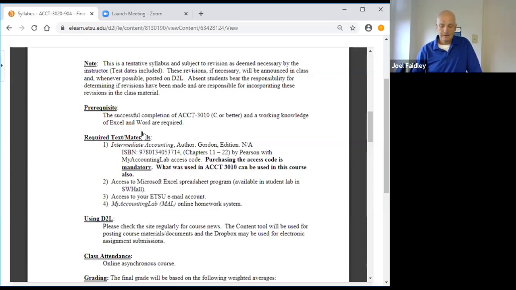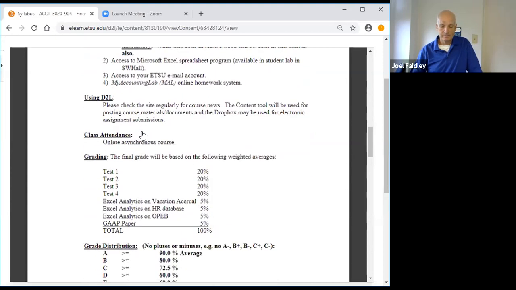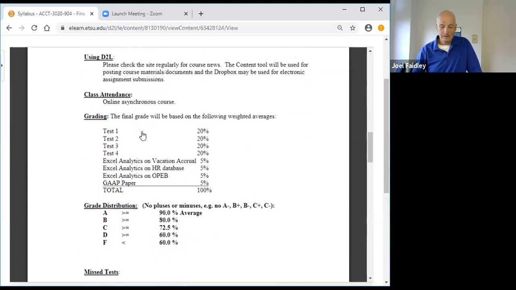Each of you has an email account that you'll keep forever. Make sure you read your email on a regular basis. Make sure you know how to use D2L. Class attendance: this is online asynchronous, so there's really no attendance policy like I would normally have, where I check attendance every day or each class period.